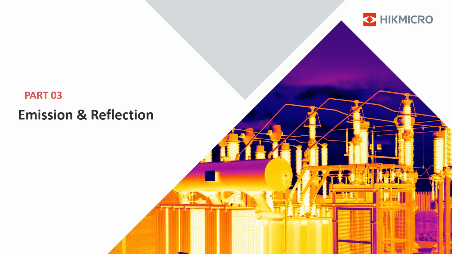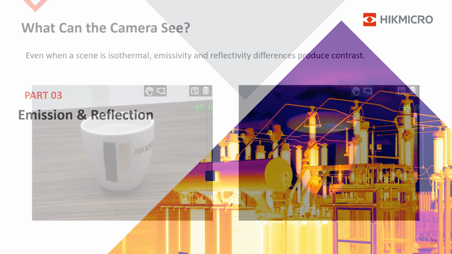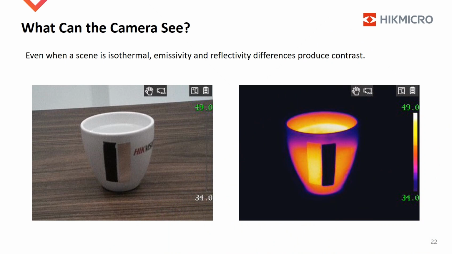Let's see the third part, emission and reflection. What can the thermography camera see? The left picture shows a cup with two tapes on it, and the two tapes are of different materials. Thanks to thermal conduction, the two tapes are isothermal, meaning they are at the same temperature. However, they are in different pseudo-colors. The cause is emissivity and reflectivity. They produce the contrast.